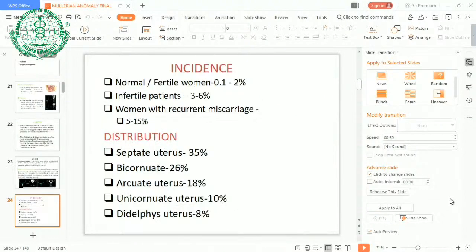Coming to incidence, in normal fertile women, it varies from 0.1 to 2%. In infertile women, it is a little higher, 3 to 6%. And it is highest in patients with recurrent miscarriages, that is 5 to 15%. Coming to distribution of incidence, septate uterus is most common, that is 35% of the patients. Bicornate 26%, arcuate 18%, unicornate 10% and didelphys is 8%.